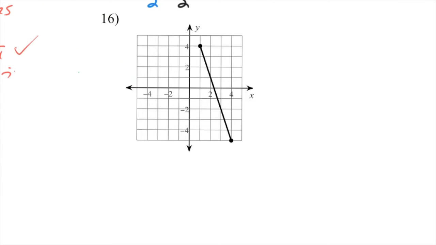Let's try this one. All right, this distance is 1, 2, 3, 4, 5, 6, 7, 8, 9, so this is 9, this is 3, so c squared should be 9 squared plus 3 squared.